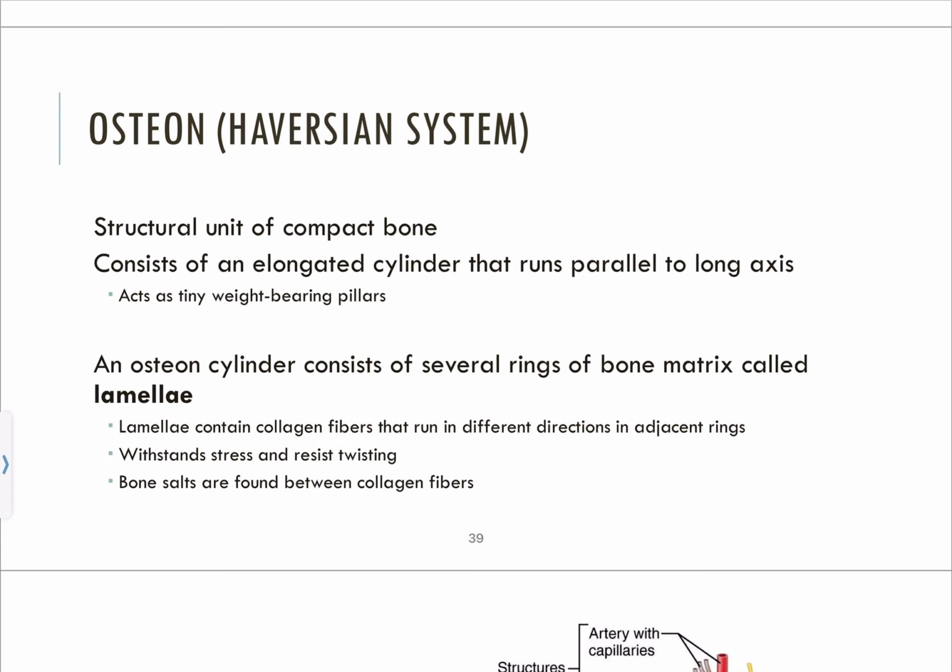Each osteon is further made of what we call lamellae. These are just rings of collagen fibers, and these collagen fibers run in different directions to help withstand stress and resist twisting forces and things like that. Also, between the collagen fibers, we can find some bone salts.